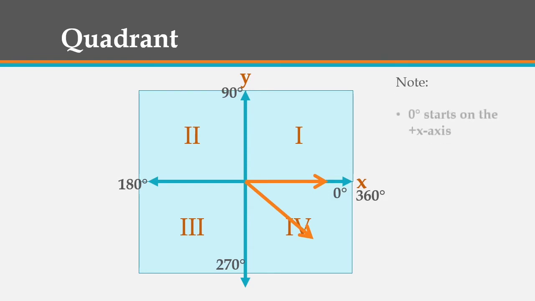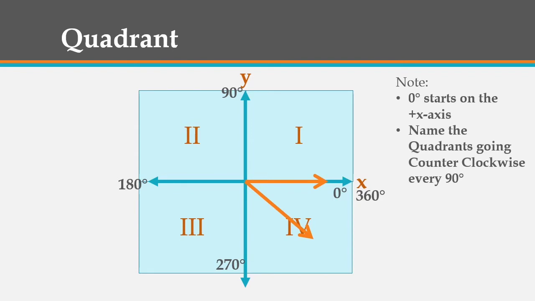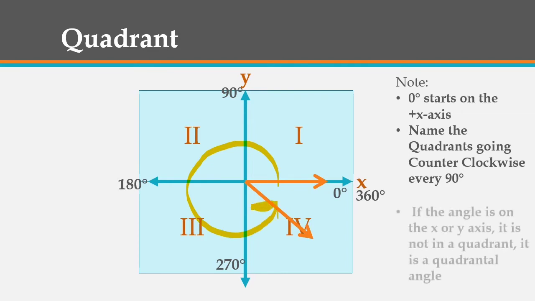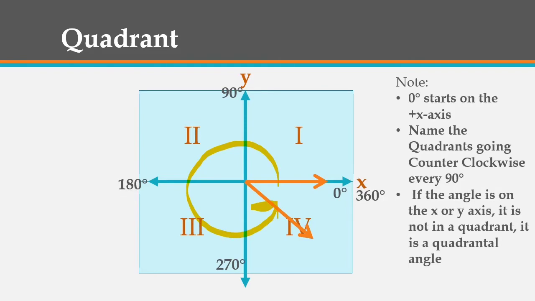So please note, 0 degrees starts on the positive x-axis. That's what makes this standard position. We name the quadrants going counterclockwise every 90 degrees. So we name the quadrants in the positive direction. So we start at 0 and we go around naming the quadrants as such. If the angle is on the x or y axis, it's not in a quadrant, it's a quadrantal angle. So if we had 90 degrees and I asked you which quadrant is 90 degrees in, you would say it's not in a quadrant because it's a quadrantal angle.